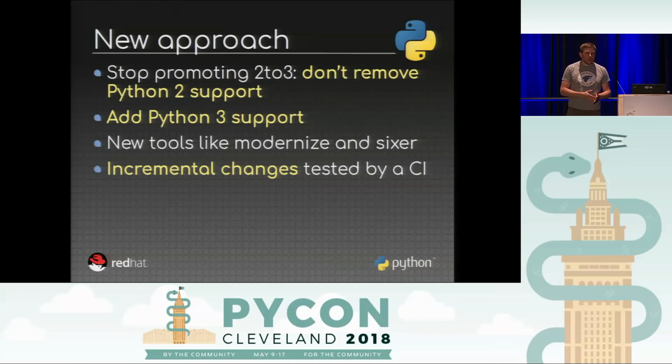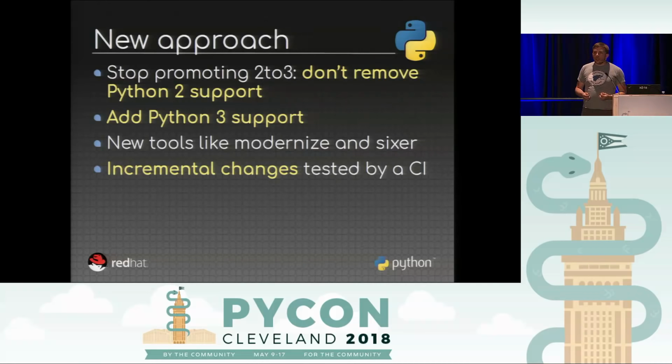So it's a nightmare to get a review on such a patch. Sixer shows a different approach. The idea is that you apply a single change, for example, just add parentheses to the print statements, and by doing that, you get a much shorter patch. It's easier to review because it only applies a single kind of change. And thanks to that, I was able to port OpenStack to Python 3.